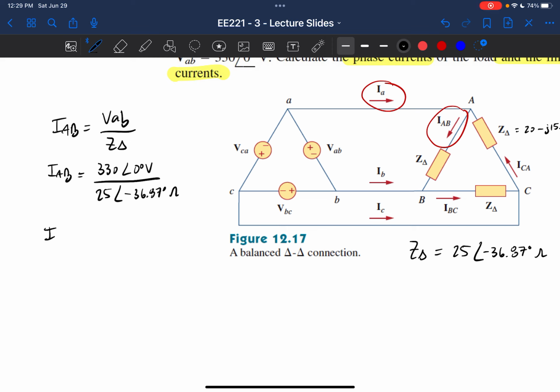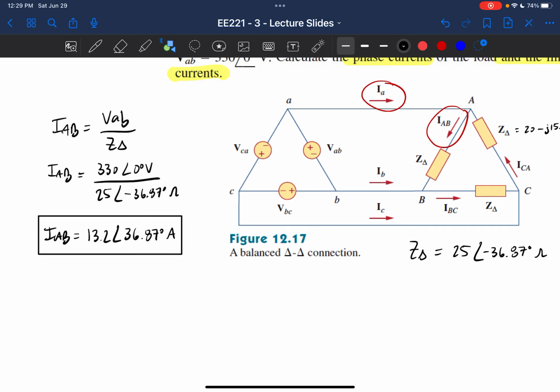I can find IAB by taking 330 divided by 25, which gives me 13.2. And then my angle is going to be 0 minus negative 36.87, or a positive 36.87 degrees amps. So that is IAB right there. That's this current here. Well, how would we find IBC and ICA?